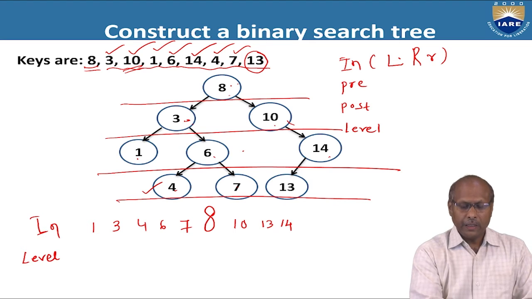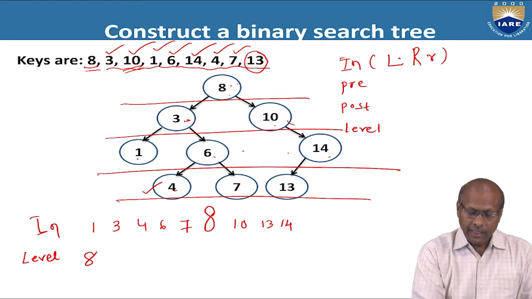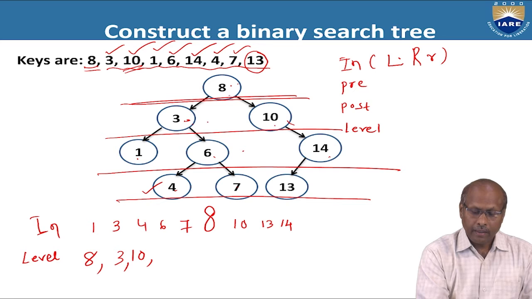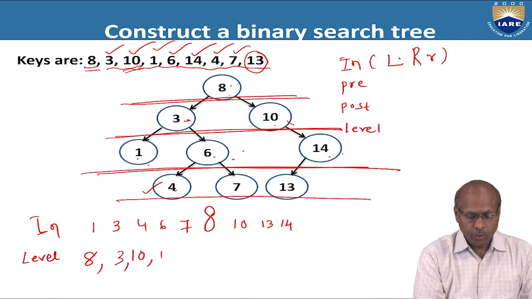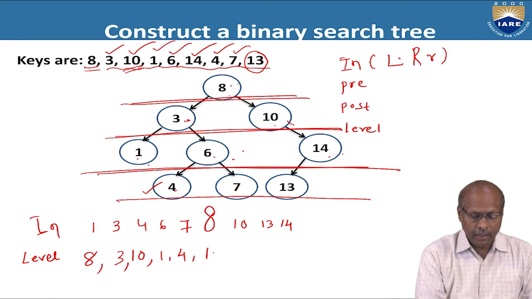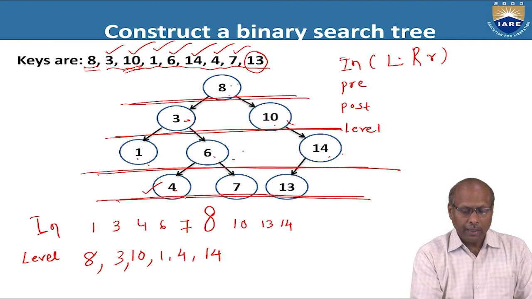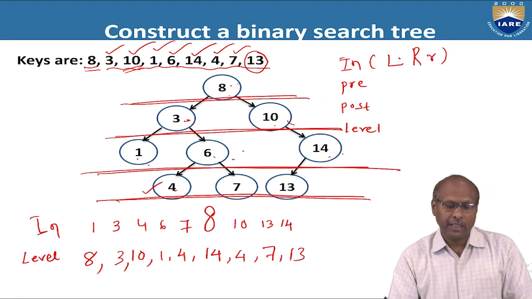The level order answer is, first is 8, because it is the first level, then 3 and 10, the second level. Third level is 1, 6 and 14. Then come to the fourth level: 4, 7 and 13. So this way you can display the data.